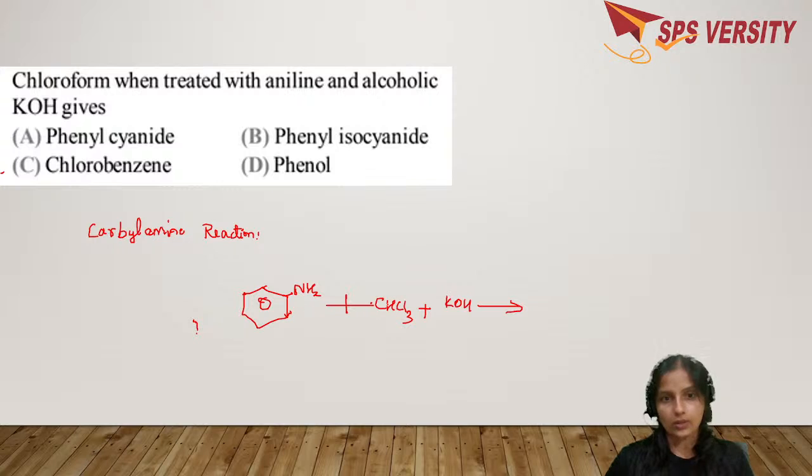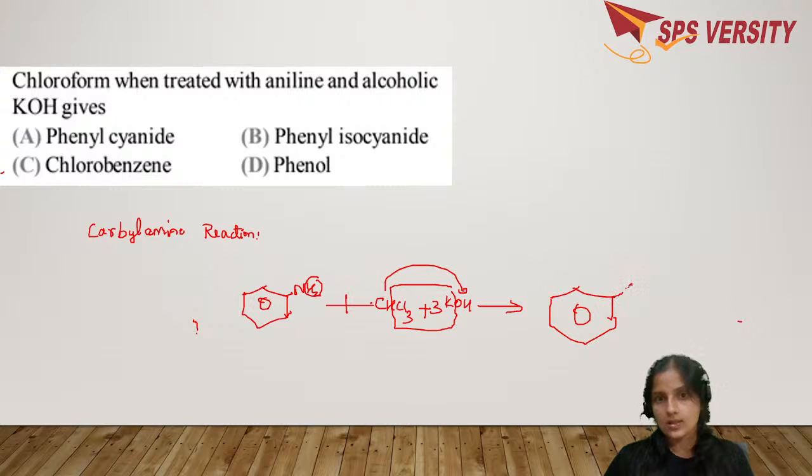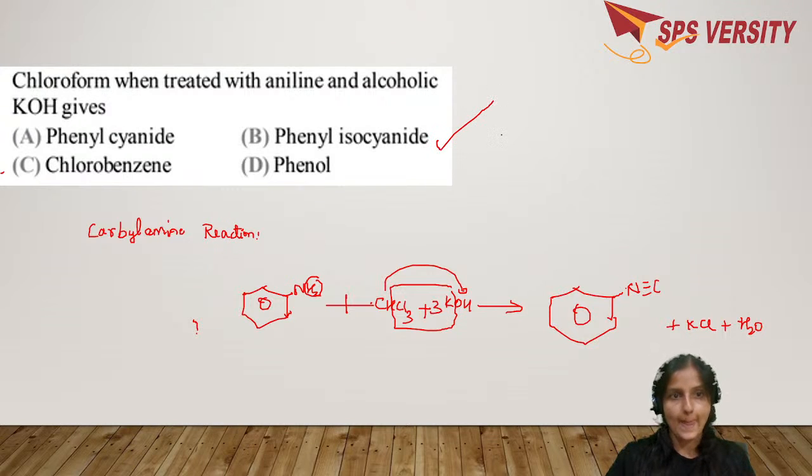So what is it that you're going to get? Three molecules of KCl are eliminated, a water molecule is gone, and hydrogen is also gone. You get RNC, that's phenyl isocyanide. You get this product, N triple bond C, with KCl and H2O as byproducts. So this is called phenyl isocyanide, where an NC group is attached. So the correct answer would be B.